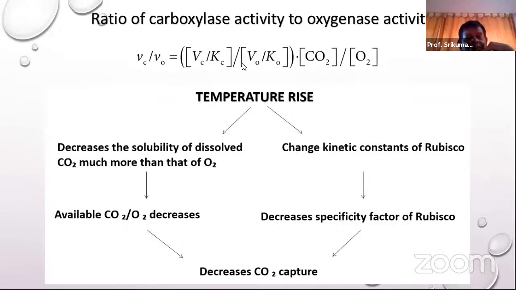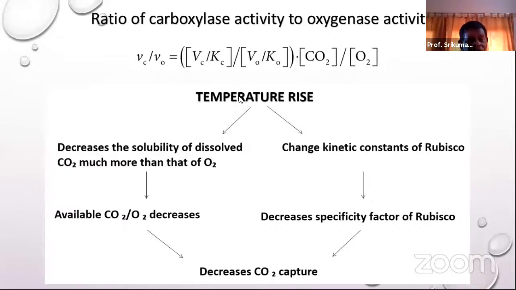If earlier it was 100 and it is reduced to 80, it certainly decreases the carbon dioxide capture. And another consequence is that if the temperature increases, there is a decrease in the solubility of the dissolved carbon dioxide, much more than that of oxygen. So the available carbon dioxide to available oxygen ratio decreases. These are the two important effects observed at high temperature, and they are ultimately associated with the decrease in carbon dioxide capture. The first one is that the temperature increase changes the kinetic constants of Rubisco, decreases the specificity factor, and decreases the carbon dioxide capture.